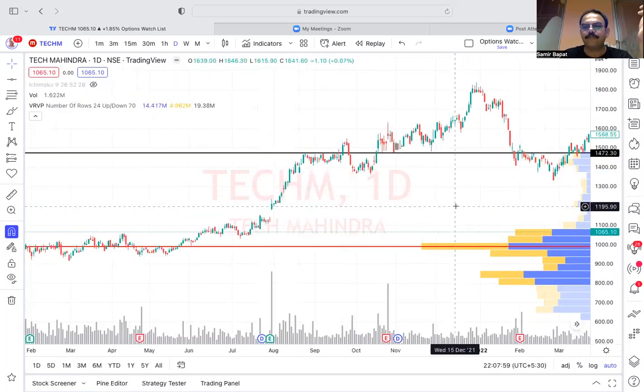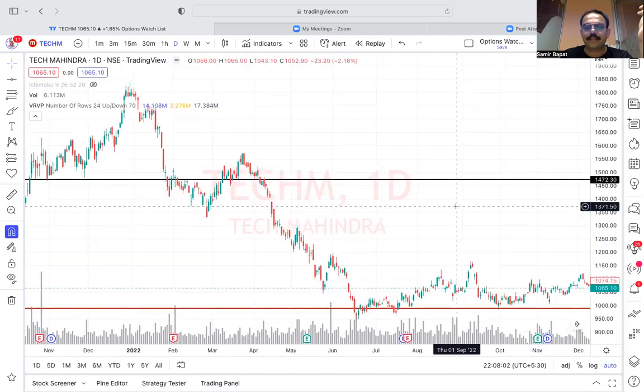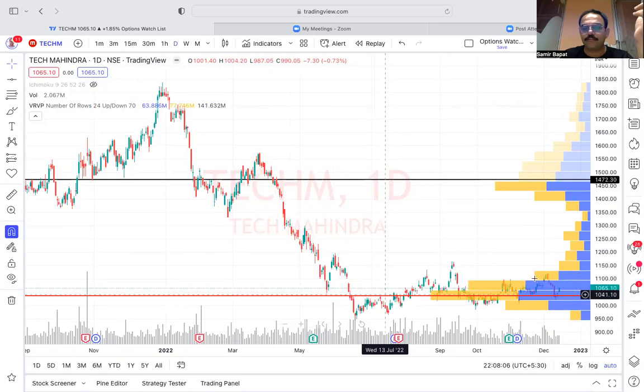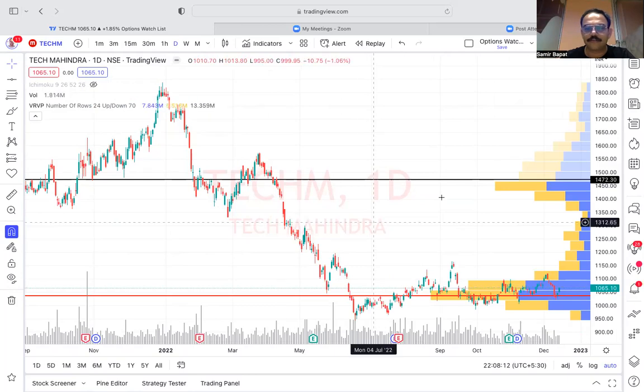Again, if you see here, there is a consolidation here, almost 6 months of consolidation. The rest I leave it to your imagination. Fine, everyone okay?